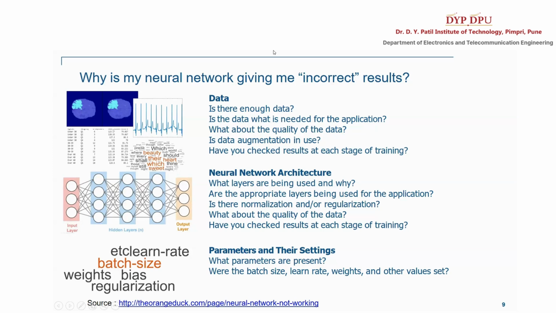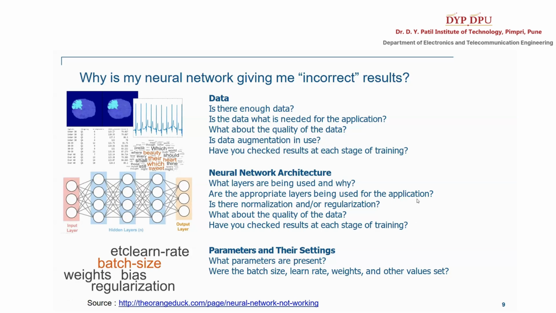With respect to data, the questions would be: do I have enough data? Is this the data that I was looking for my application? Does the data set require pre-processing, which could improve the quality of the data? Does it require data augmentation? When we talk about neural architecture, we talk about which layers we want to use and why. Have we provided normalization? Are we going to go with our own model from scratch, or with a pre-trained model?